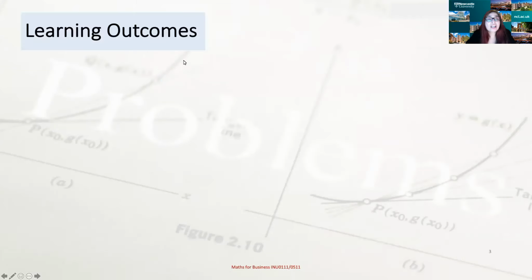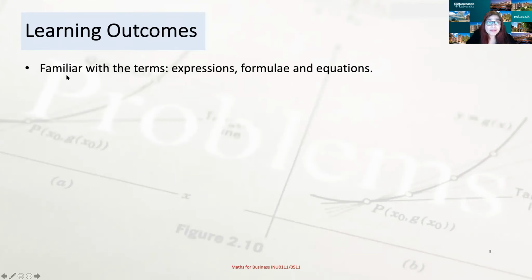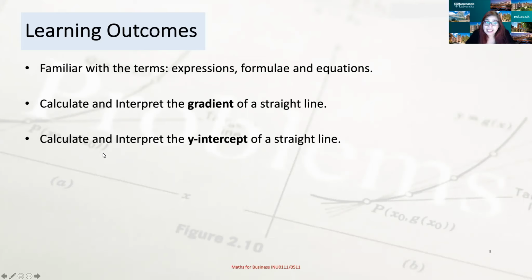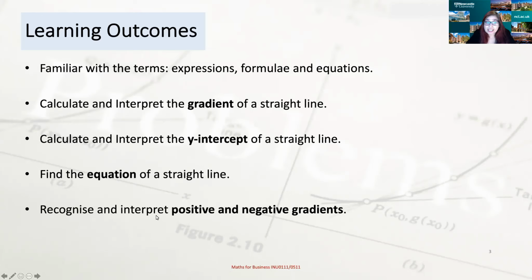Okay, so let's see what our learning outcomes for the week are. By the end of this week, you should be familiar with the terms expressions, formulae, and equations. You should be able to calculate and interpret the gradient of a straight line, and be able to calculate and interpret the y-intercept of a straight line. These are the two main features of a straight line, the gradient and the y-intercept. You should be able to find the equation of a straight line, recognize and interpret positive and negative gradients. Finally, you should be able to sketch or draw a graph for the equation of a straight line.